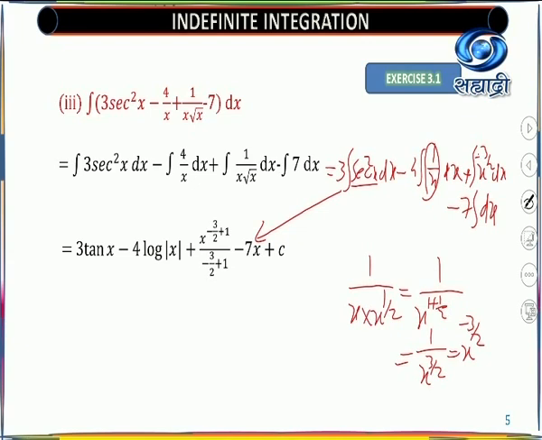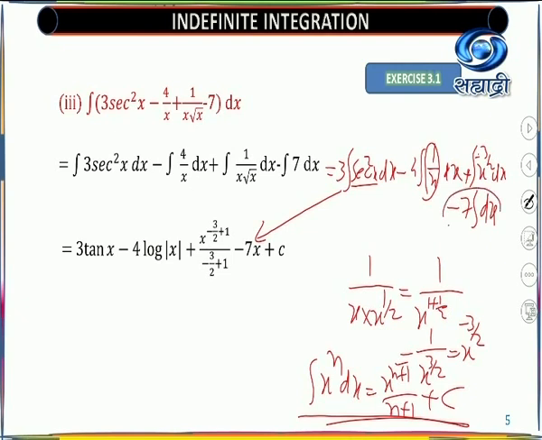Now next is x raised to minus 3 by 2. So we are using our formula, integral of x raised to n dx is x raised to n plus 1 upon n plus 1 plus constant of integration. By using that formula, you will get x raised to minus 3 by 2 plus 1 upon minus 3 by 2 plus 1. And then you have to integrate minus 7 as it is, and the integration of dx is x. Plus constant of integration is always there.